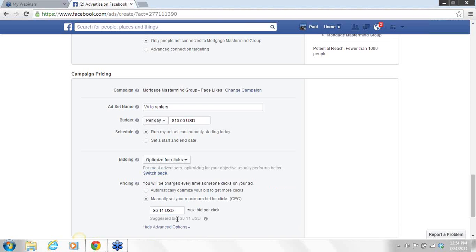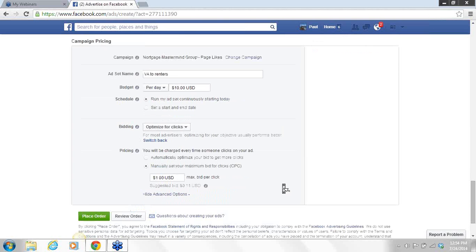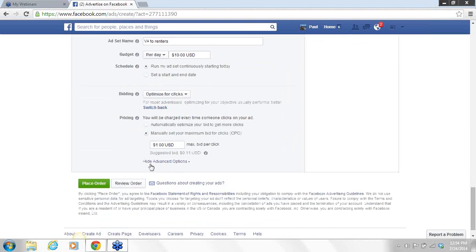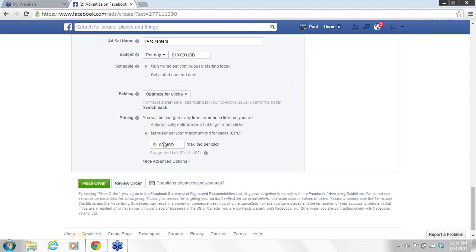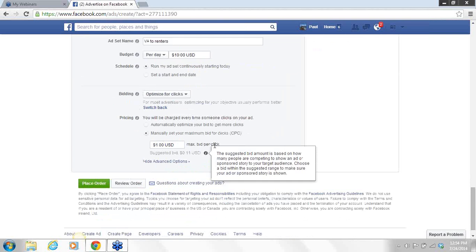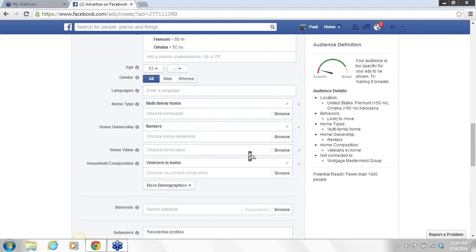Now Facebook's suggested bid on this is 11 cents. So I'm going to offer Facebook a full dollar for every click that they give to me. Now I'll never end up paying that full dollar, but I'm offering Facebook the extra money to give them the incentive. Now Facebook knows they're only going to get paid if I get a click on my ad, and my ad is only going to be seen by people who fit my demographics. That's how you maximize that ad.